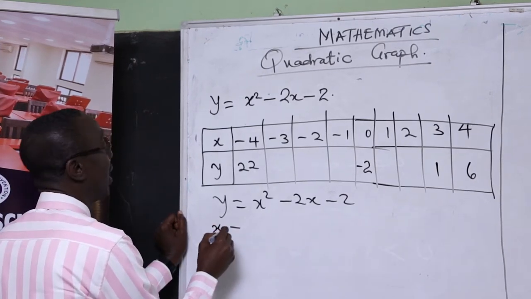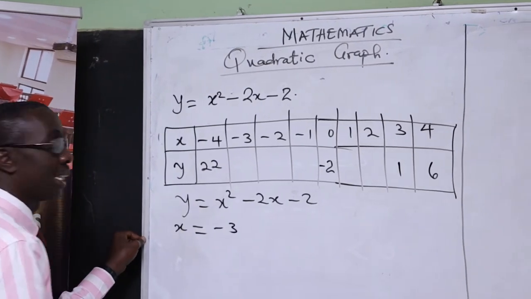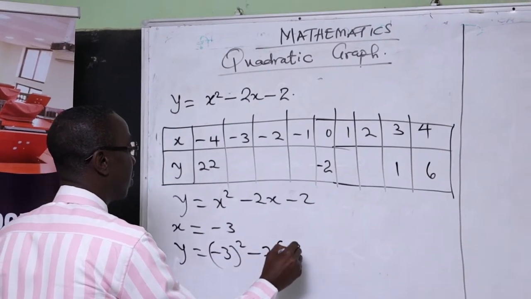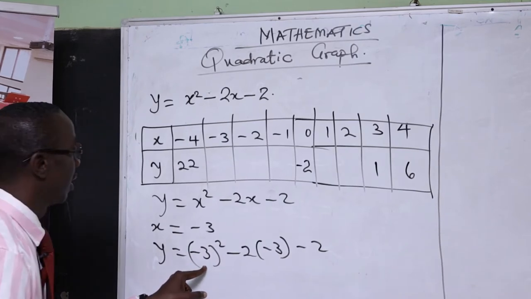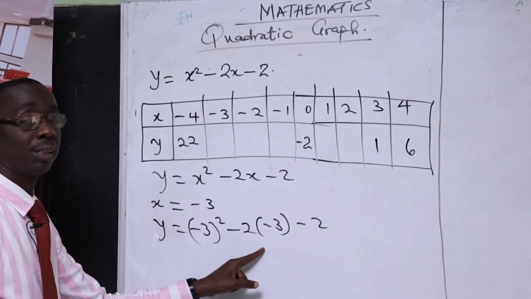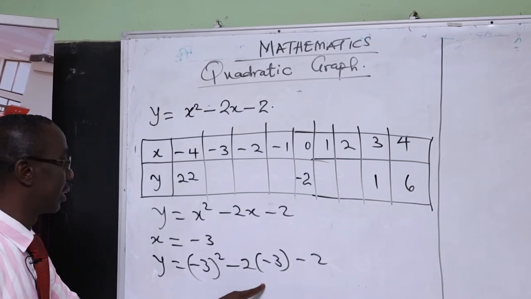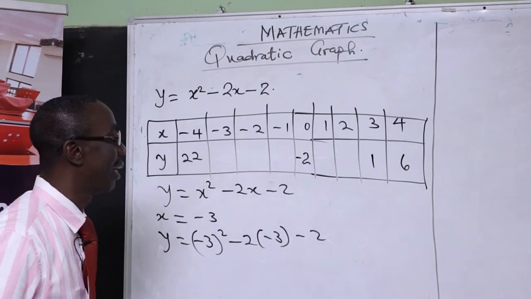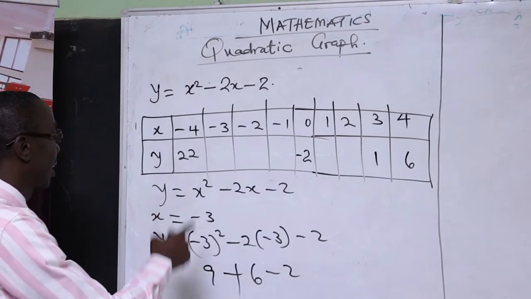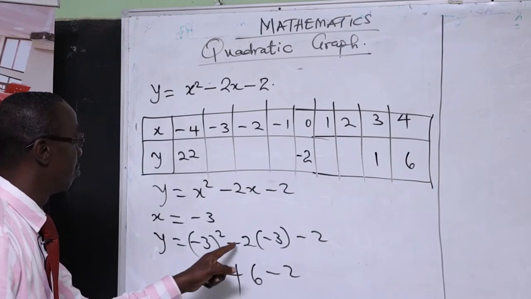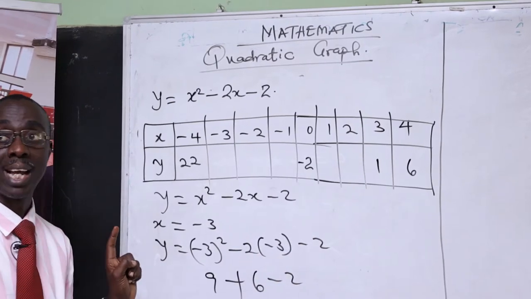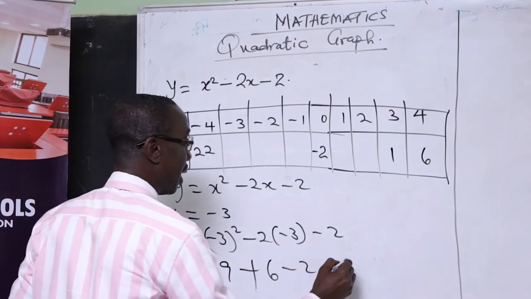I'll take it over from here. When x is minus 3, what will be my y? That is what the question is saying. y should be minus 3 squared minus 2 into minus 3 minus 2. This is 9, this is 6, and this is minus 2. 9 plus 6 is 15, minus 2. How did I get 9? Minus 3 times minus 3 gives me plus 9. 2 times 3 gives me 6. The minus 2 is not tampered with, so we are still having minus 2. So we have 15 minus 2, that is 13.